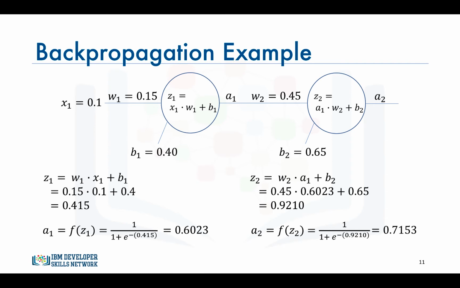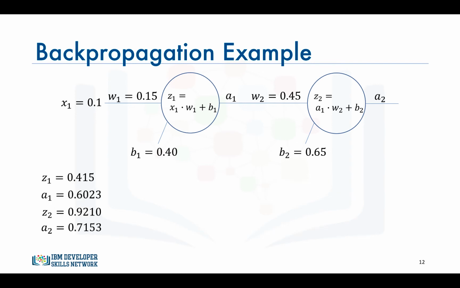Recall that we have a network of 2 neurons with the initial values of the weights and the biases as shown. We apply forward propagation and we calculate the value of Z1, which we found to be 0.415, and the value of A1, which we found to be 0.6023. The value of Z2, which we found to be 0.9210, and the value of A2, which we found to be 0.7153. This is the predicted value by the network for an input of 0.1.